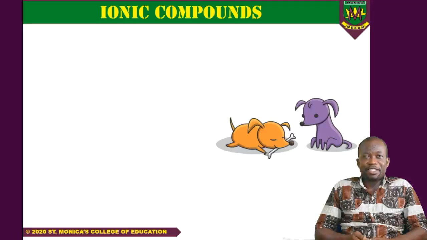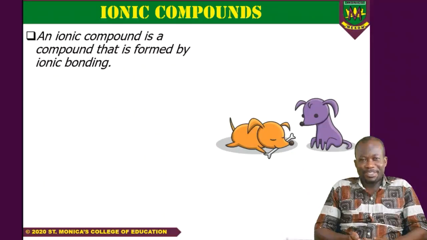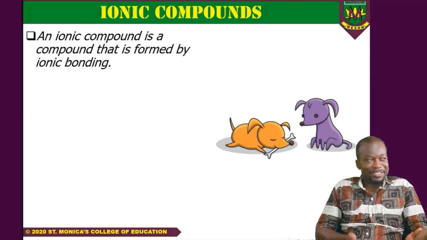What is an ionic compound? Simply, an ionic compound is a compound that is formed by ionic bonding. A compound that is formed by ionic bonding is an ionic compound. It's as simple as that.